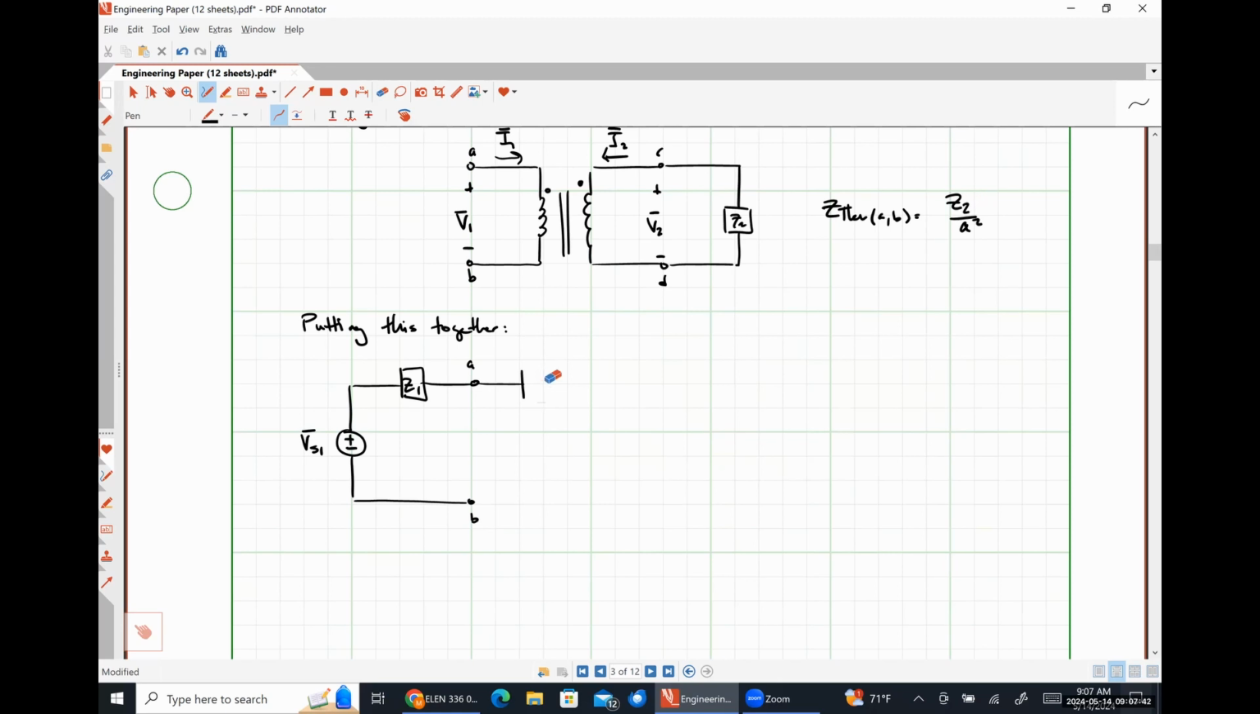It's a single phase thing. We haven't worried about three phase yet. Actually, sorry. This impedance right here should be Z2 over A squared. And this voltage right here should be VS2 over A. This is still, for what it's worth, our primary voltage V1.